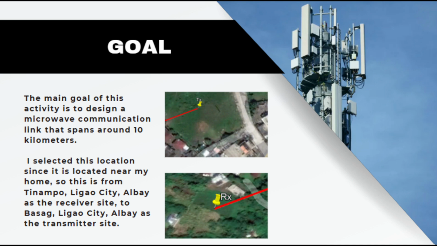Goal: the main goal of this activity is to design a microwave communication link that spans around 10 kilometers. I selected this location since it is located near my home, so this is from Tinampo, Ligao City, Albay as the receiver site, to Basag, Ligao City, Albay as the transmitter site.